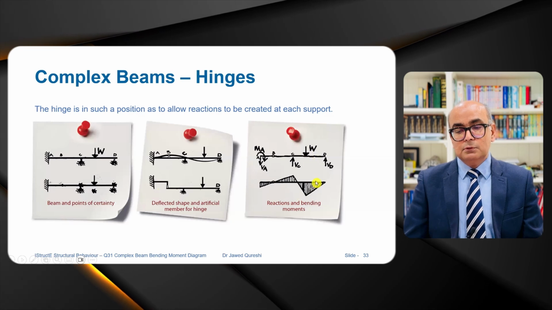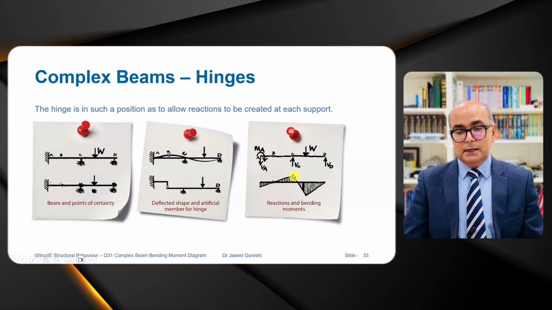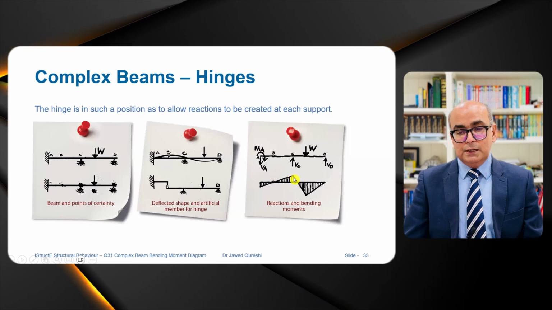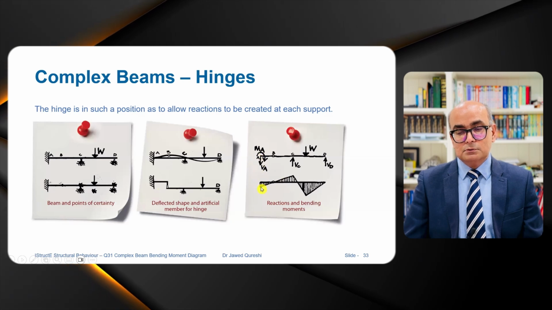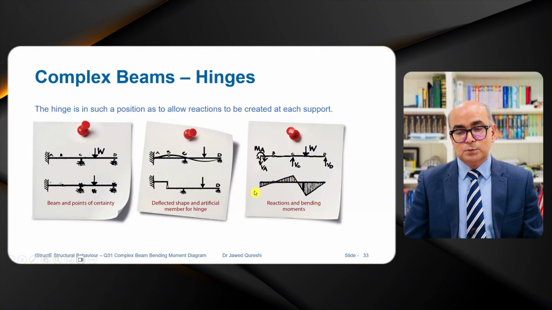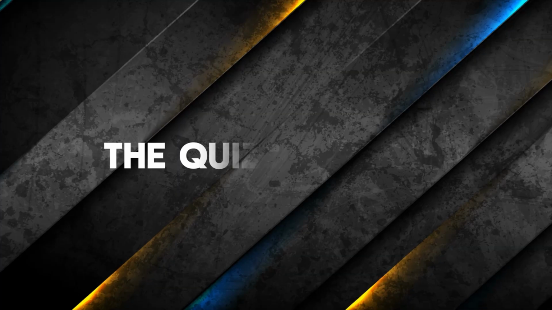Because it is going down, it will be sagging, and at this point C, because of continuity, you will have hogging moment. Because this reaction is downward, a downward reaction is going to create sagging at the fixed end. So that's why it is in sagging.